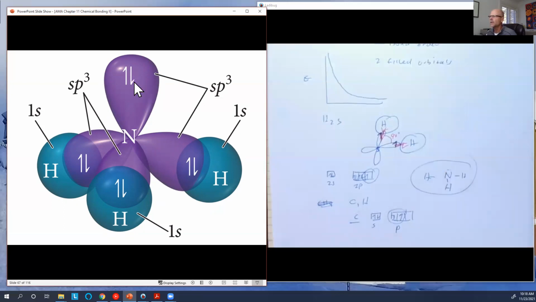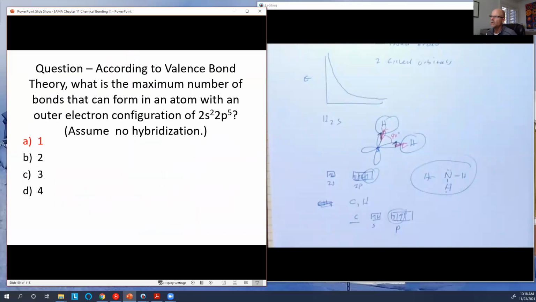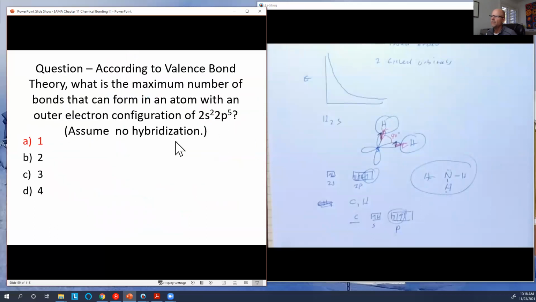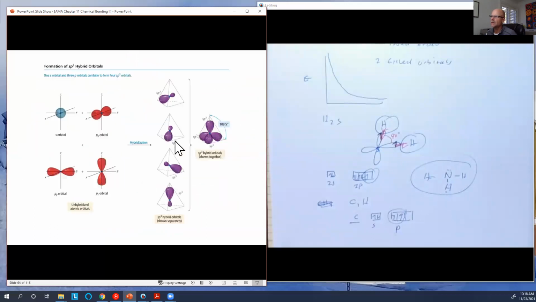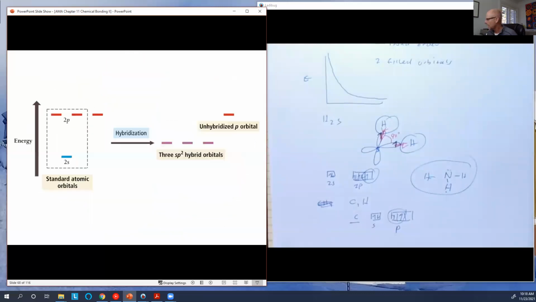You can see the lone pair there in ammonia with the valence bond model. So this is the Lewis model over here. This is the valence bond model over here. Notice in the Lewis model, a bond is a shared electron pair. Here, it's the overlap between half-filled orbitals. Those orbitals could be the standard orbitals, as we saw with H2S, but more often, they're going to be hybrid orbitals, like the ones you see here.